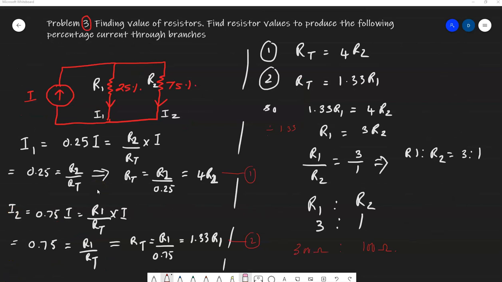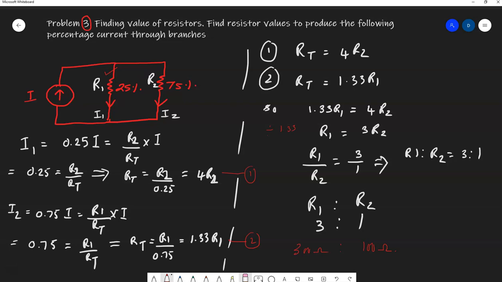Here I've taken the same problem we did earlier, but this time I'm going to use this concept of ratios and fractions we just discussed. So the first thing we are going to do is just try to get simple equations. The current I1, that is the current in this branch, is equal to 0.25 times I, which is nothing but the other resistor divided by total resistor times the main current.